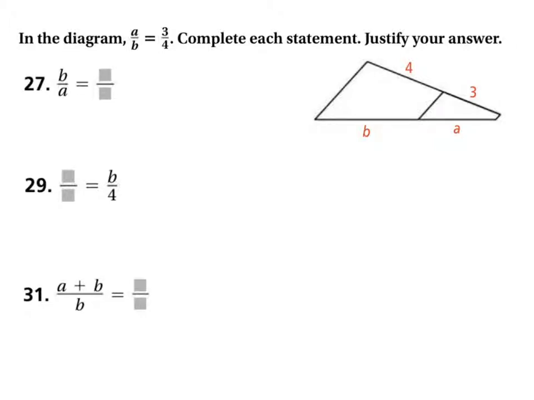Now, we're going to use this up at the top. We're going to use this particular proportion that they gave us, a over b equals 3 over 4, and we're going to say what happens here on 27. Well, what they've done is they've taken the reciprocal. Instead of a over b, they've now got b over a. They flipped it. So if they're going to flip it, then we need to flip ours on the right-hand side. And what do we get as a result? We get 4 over 3.